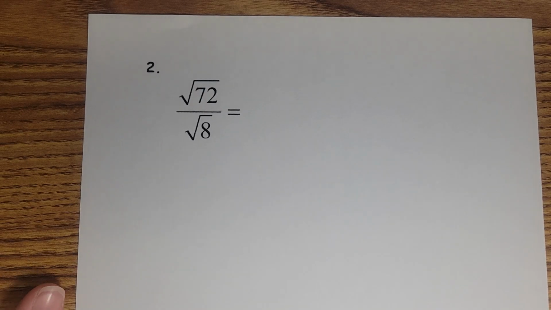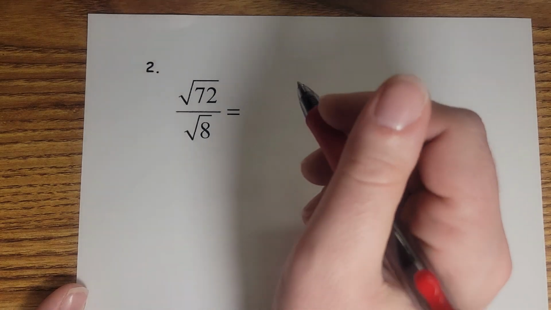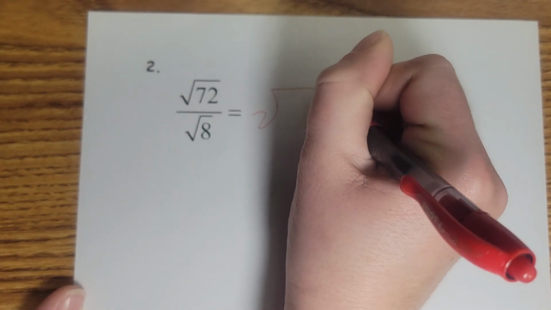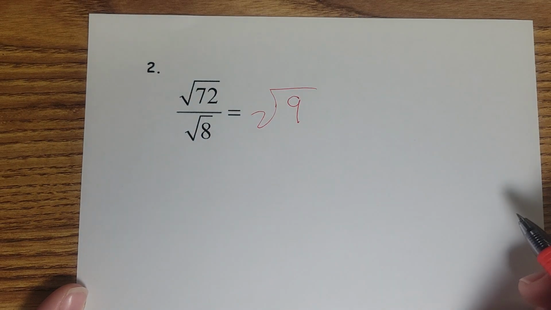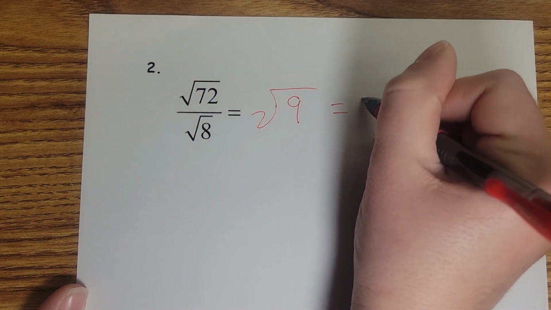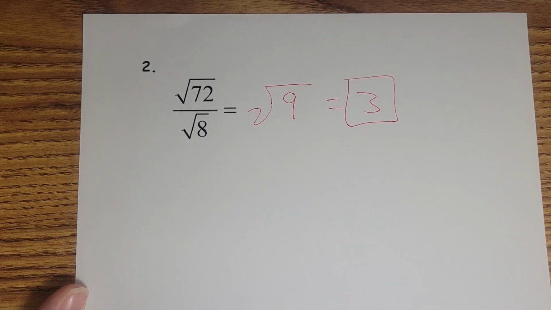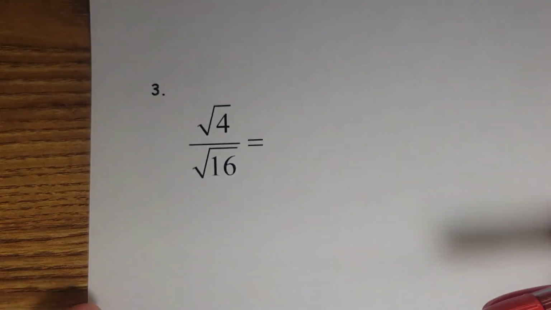Okay, now this one, 72 over 8. You know, there's a list of things I could do first. I could factor out the 72. I could also factor out the 8, but I also know that 72 divided by 8 is a whole number. That's 9, so I'm just going to switch to radical 9. Hey, look, perfect square. Square root of 9 is 3. They won't all be this easy.